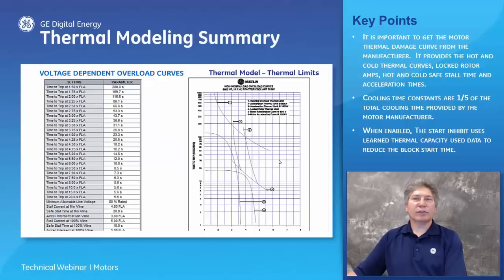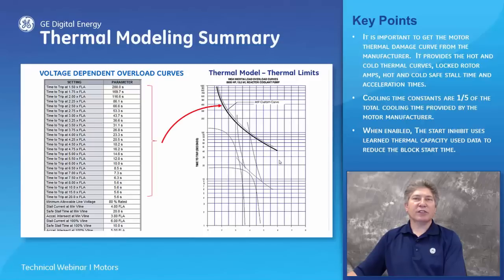For high inertia motors, the thermal damage curve has a slightly different appearance. One represents the running overload thermal limit. Two represents the acceleration thermal limit at 80% nominal voltage. Three represents the acceleration thermal limit at 100% nominal voltage. Four represents the locked rotor thermal limit. Five represents the motor acceleration curve at 80% nominal voltage. And six represents the motor acceleration curve at 100% nominal voltage.